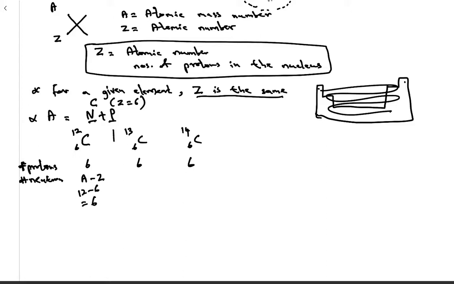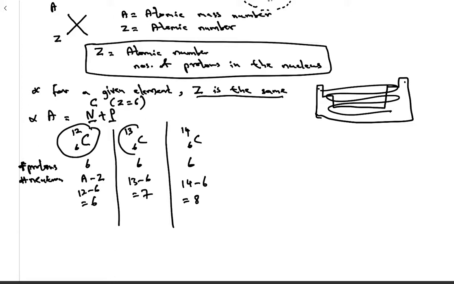So 12C6 will have 6 protons and 6 neutrons, whereas 13C6 will have 6 protons and 13 minus 6, or 7, neutrons. And 14C6 will have 6 protons, but the neutrons will be 14 minus 6, which is 8 neutrons. So these three are called isotopes of carbon.